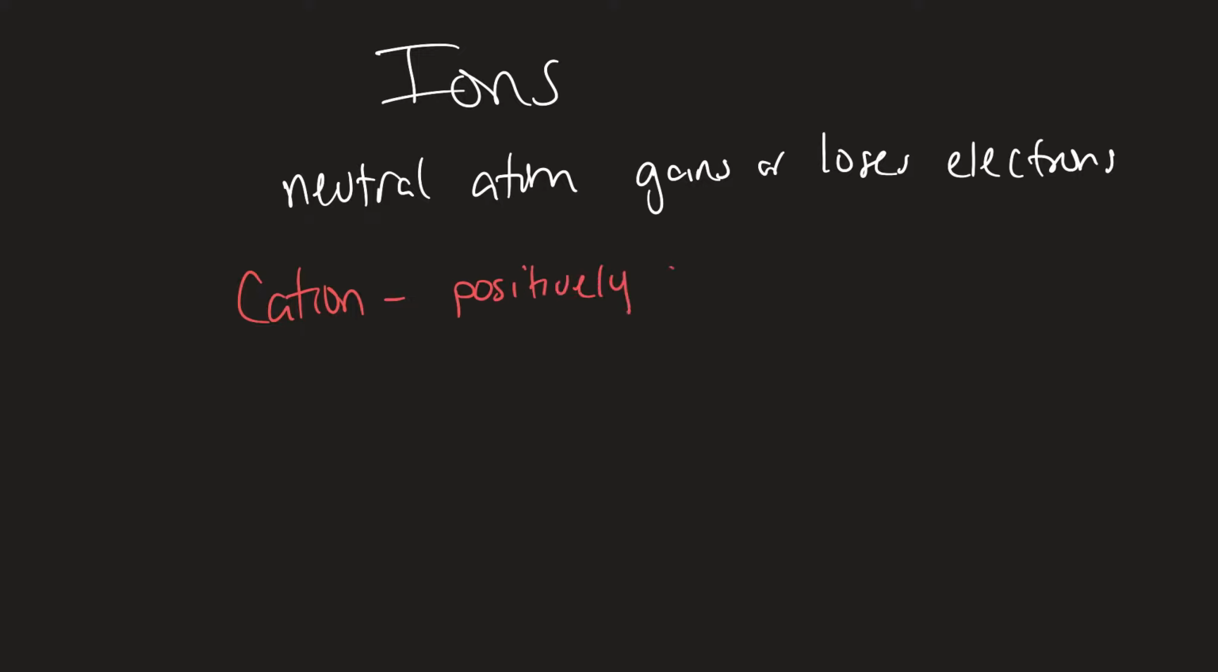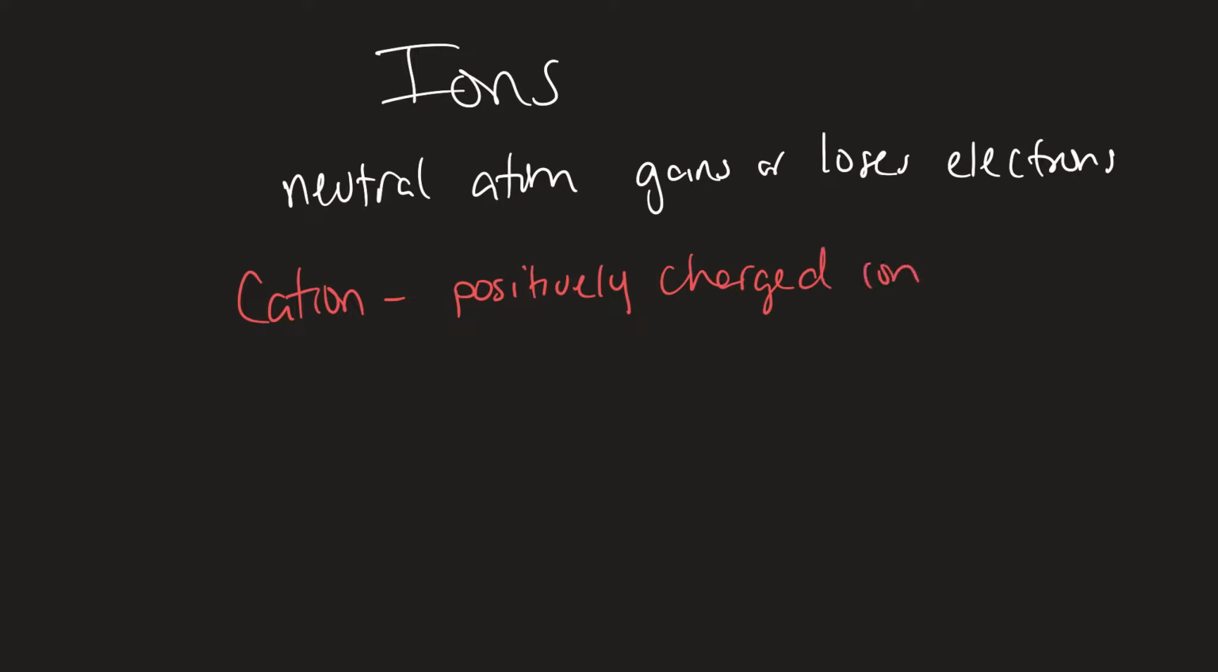So in this video, we're going to talk about ions. So what are ions? Well, ions are formed when a neutral atom either gains or loses electrons. So when an atom either gains or loses an electron, it becomes an ion. There are two different types of ions, really. You have a cation. A cation is basically a positively charged ion.